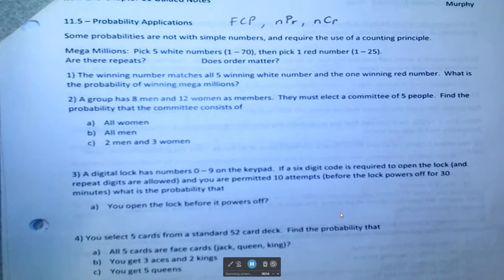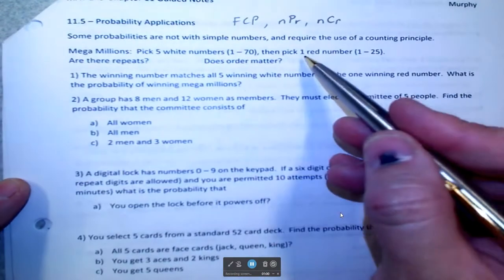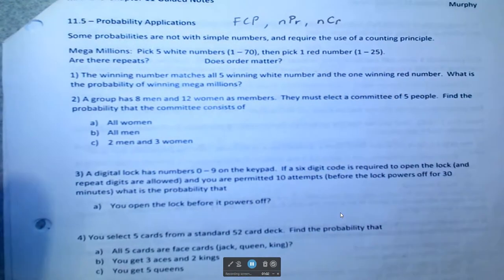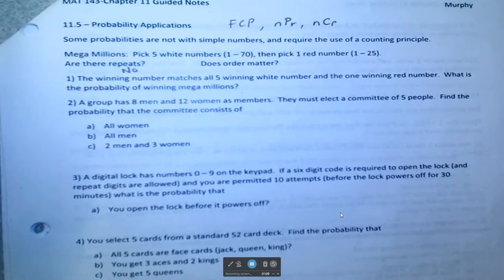So let's say we want to play the Mega Millions lotto game. You have to pick 5 white numbers from 1 to 70, and you have to pick 1 red number from 1 to 25. So the first question is, are there repeats? And the answer is no. If you look at a Mega Millions ticket and you pick the number 7, once you pick it, it's grayed out. You can't pick it again, so there are no repeats.